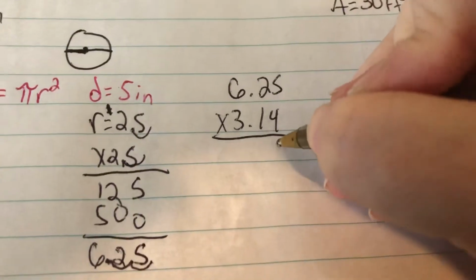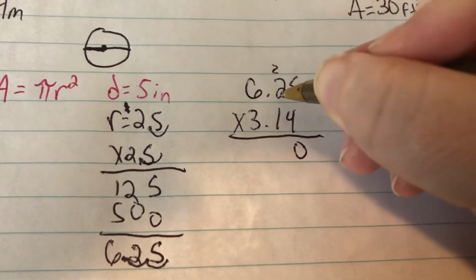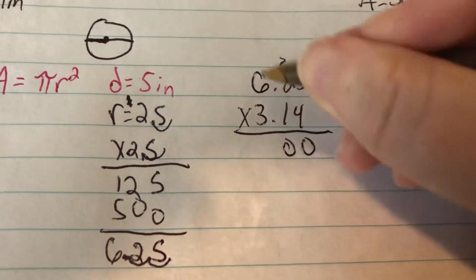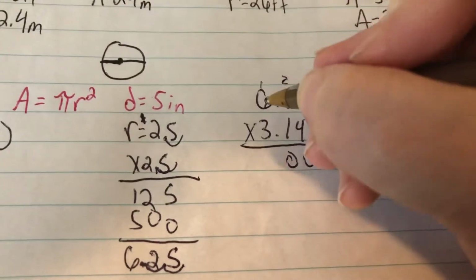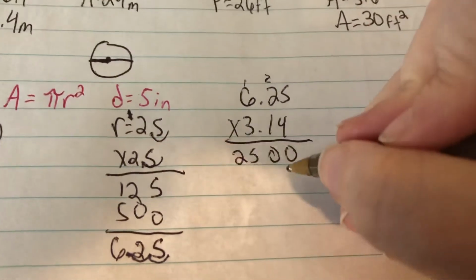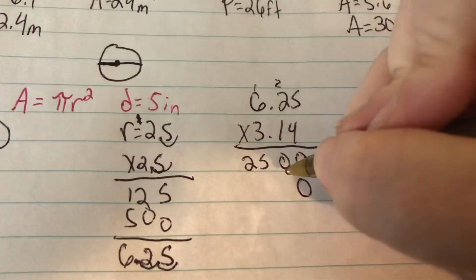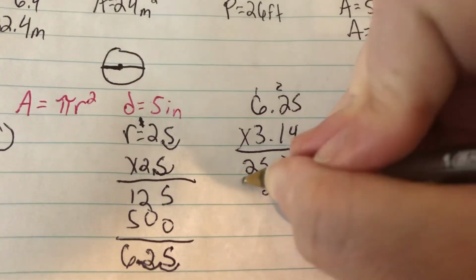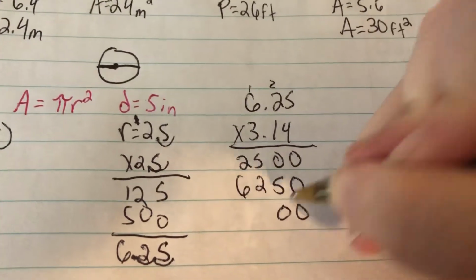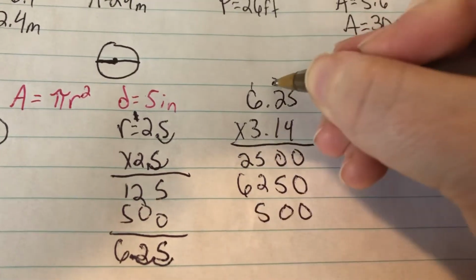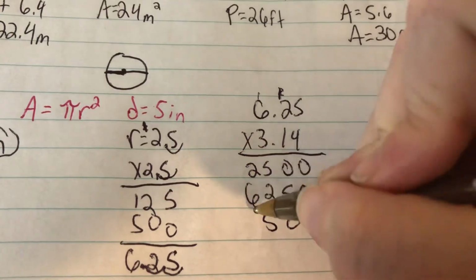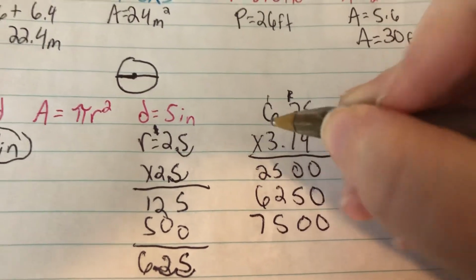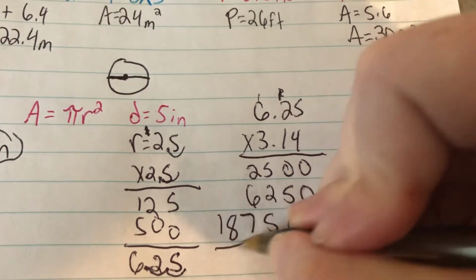4 times 5 is 20. 4 times 2 is 8, 9, 10. 4 times 6 is 24, plus 1 is 25. 0, everything times 1, so 6.25. 2 zeros. 3 times 5 is 15. 3 times 2 is 6, plus 1 is 7. 3 times 6 is 18. Add it up.